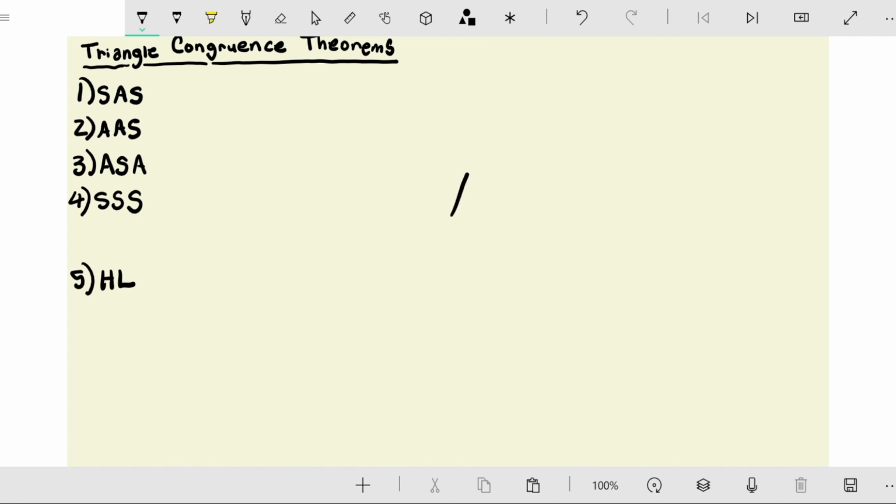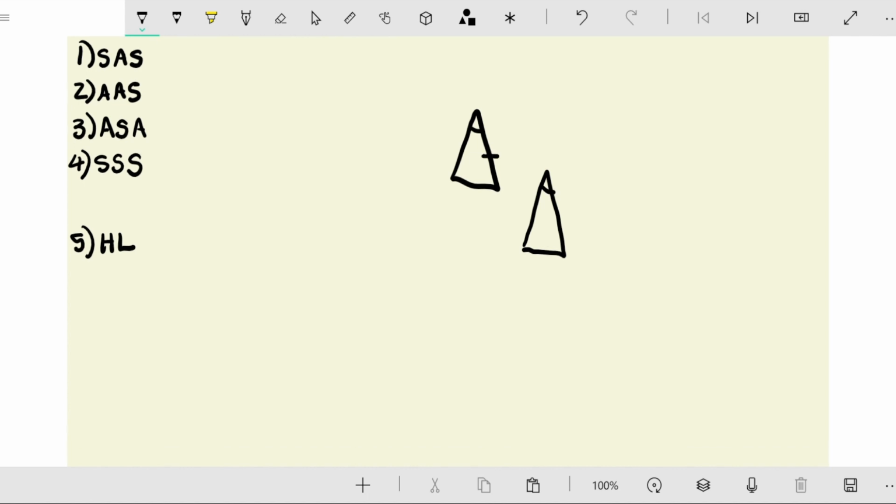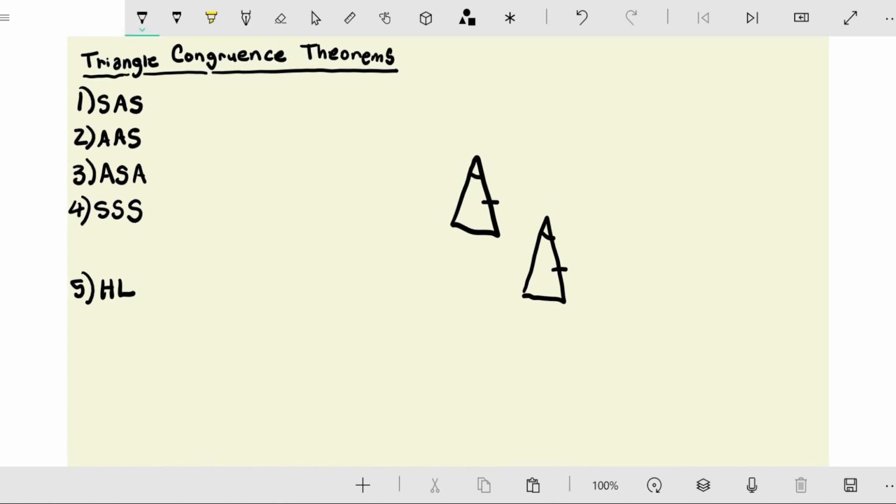Okay. Thirdly, we will look at ASA. So let's redraw our 2 triangles. And now we have to see that 2 angles and one side are equivalent in both triangles. So we can say these 2 angles are congruent to each other, and let's say these 2 sides are congruent to each other, and let's say these 2 angles are congruent to each other. And now we can see angle, side, angle, angle, side, angle.